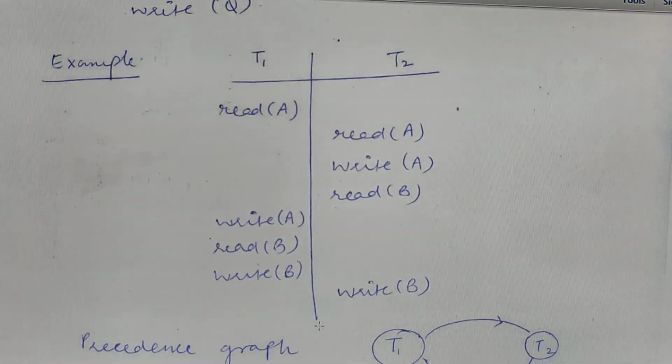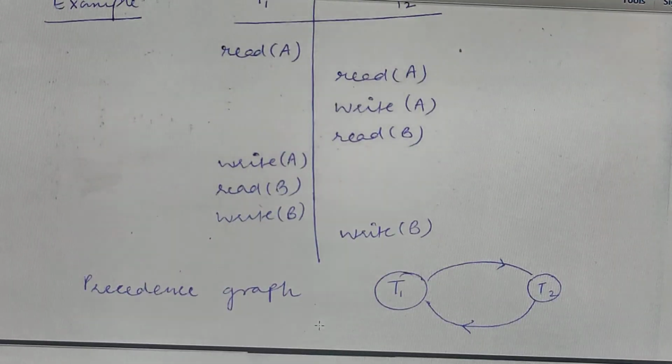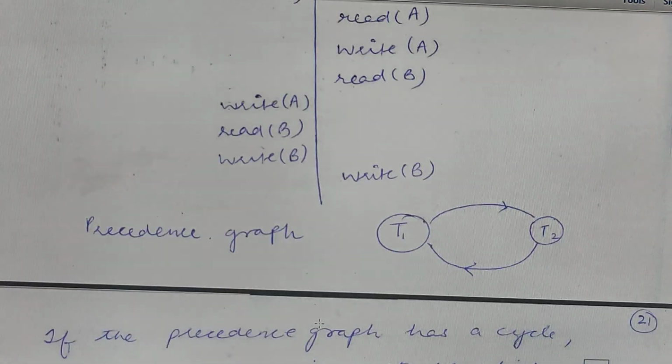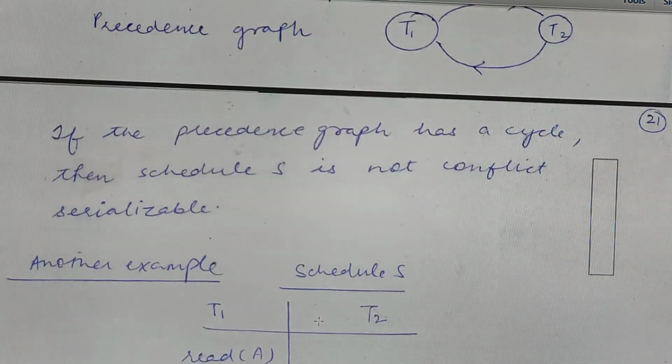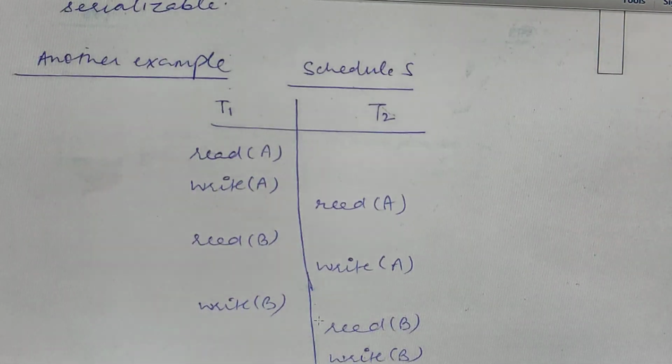Now if the precedence graph of any schedule contains a cycle, then that particular schedule is not conflict serializable. If there is a cycle in the precedence graph, then the schedule S is not conflict serializable, right? Let's take another example.